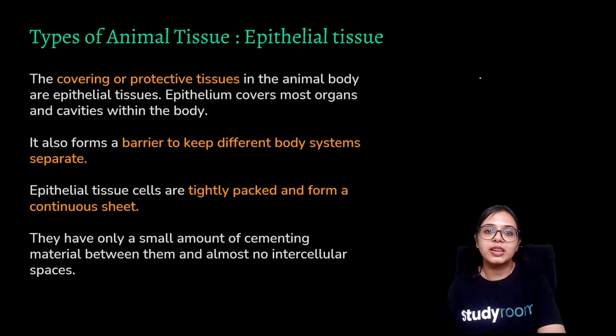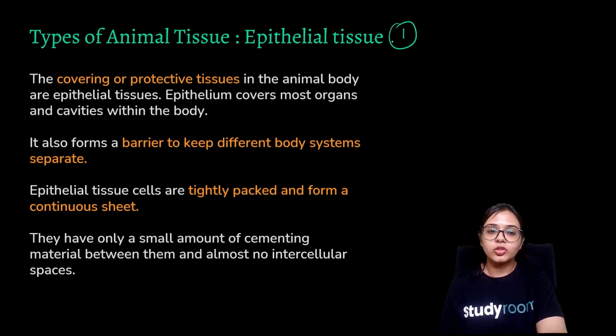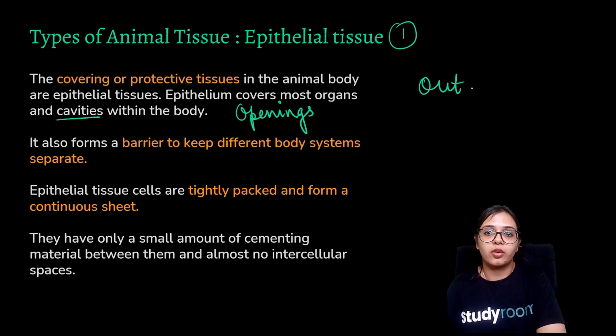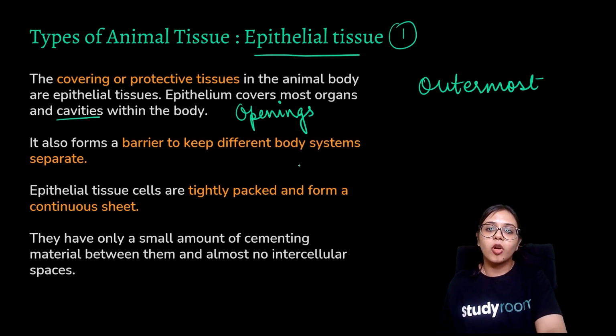Let's have a look at the first category, the epithelial tissue. The covering or protective tissues in the animal body are the epithelial tissues. Epithelium covers most organs and cavities within the body. Cavities, if you may remember, are openings, right? So all those orifices, or those places present at openings, or even the outermost layer, are the areas where you will get the epithelial tissue. It also forms a barrier to keep different body systems separate.